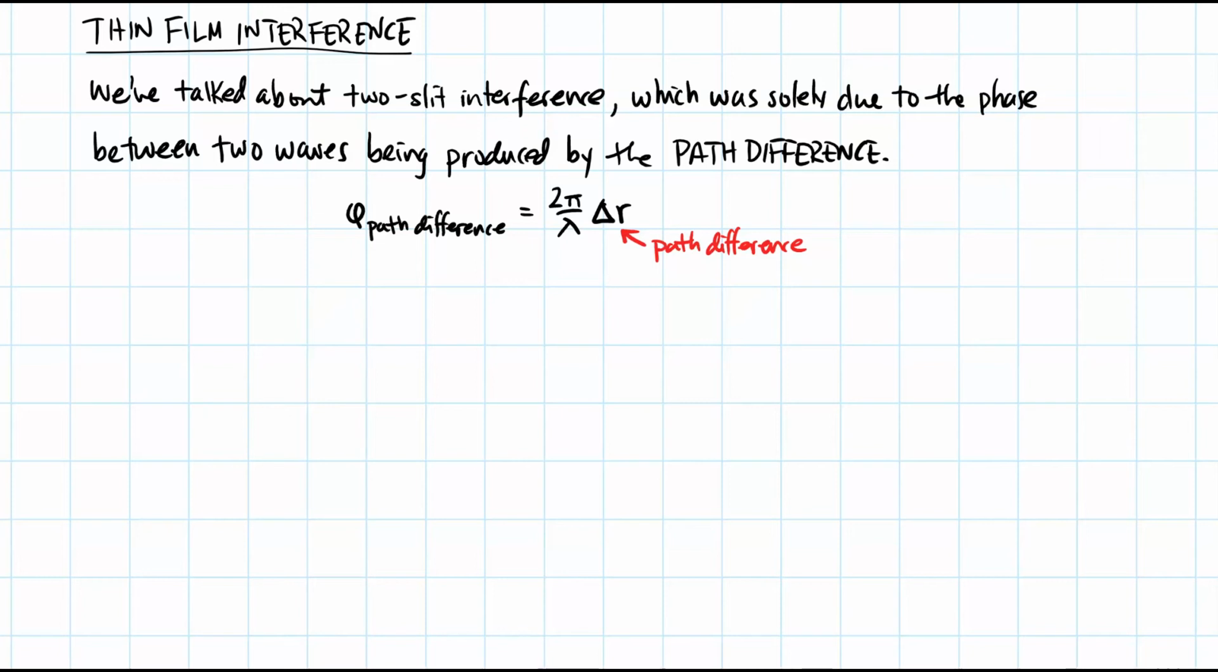Thin film interference. We've talked about two-slit interference, which was solely due to the phase between two waves being produced by the path difference. That is, our phase was 2 pi divided by lambda times delta r, where delta r was our path difference. This is exactly what we did in two-slit interference.